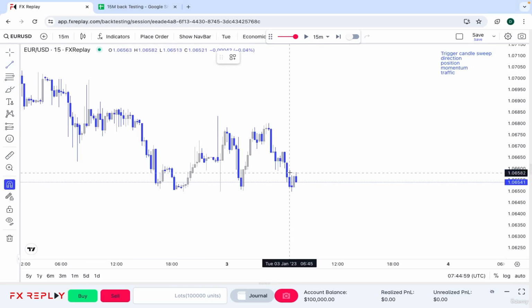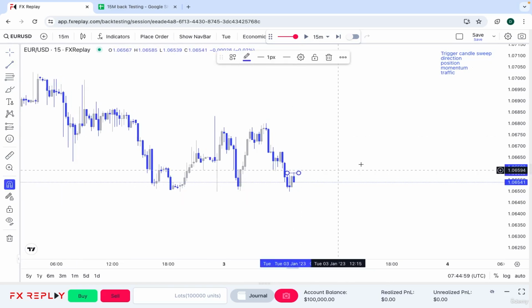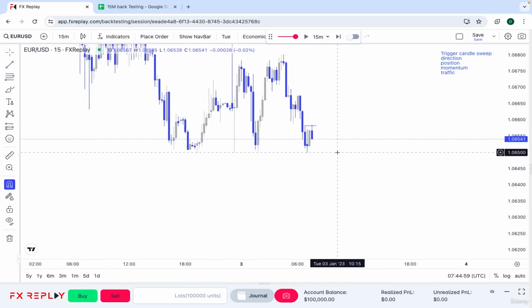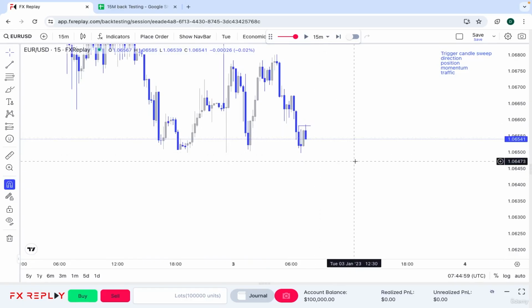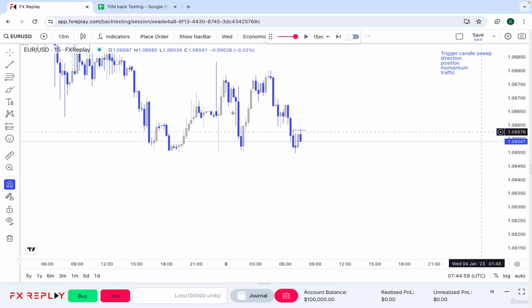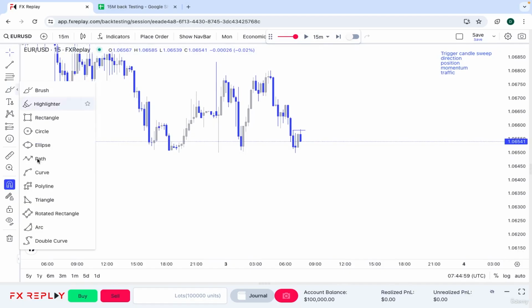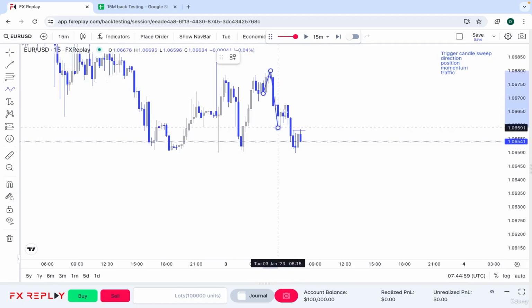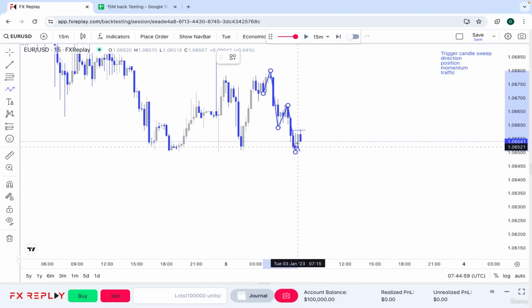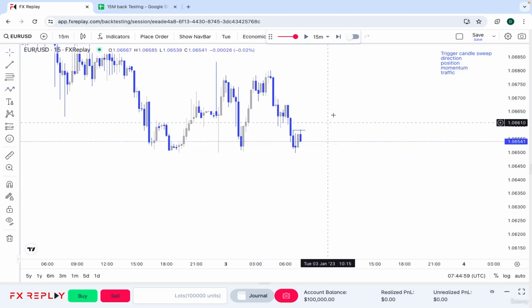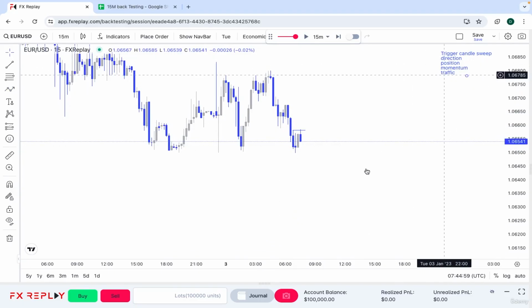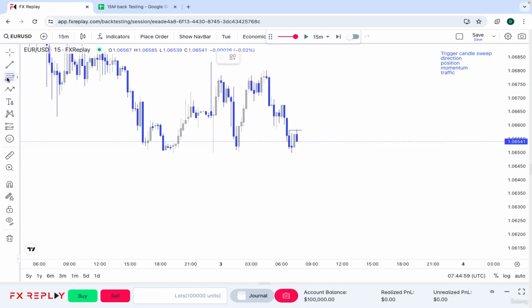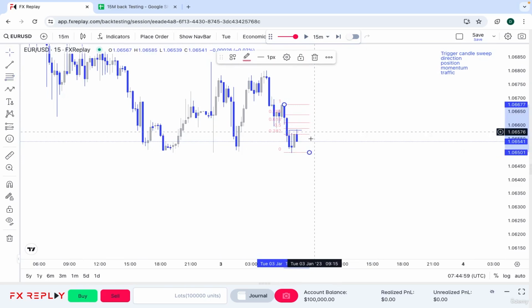Let's just analyze this. It's very small, but you can see it. We have a trigger candle sweep, wick, good close. Direction, the most recent direction is bearish, as you can see, so we're aligned. Reacted off that demand zone there. So trigger candle sweep, yes. Direction, yes. Position: if we take our fib tool and go from here to the low, we've just gone between the 38 and the 50.